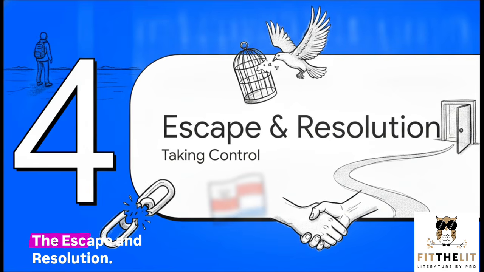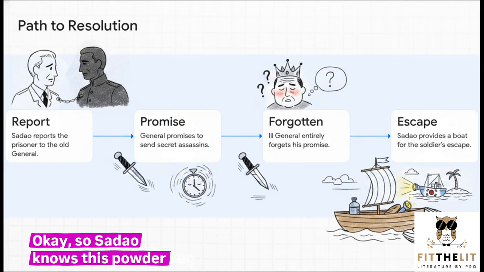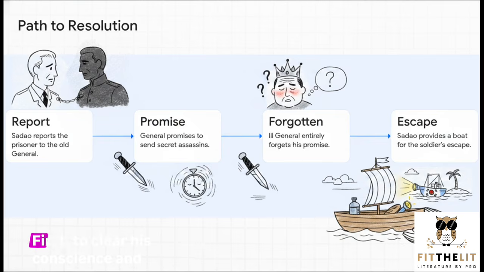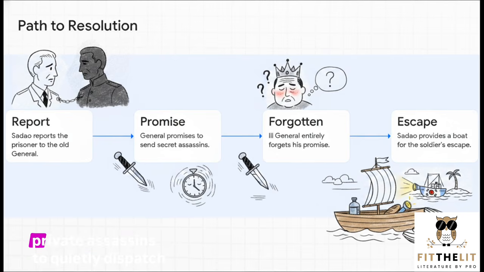Section 4. The Escape and Resolution. Okay, so Sadao knows this powder keg is gonna blow, so he takes action. Here is how it all plays out. First, to clear his conscience and protect his family, he actually reports the prisoner to the old general. Second, the general, who values Sadao way too much to let him be arrested, promises to send his private assassins to quietly dispatch the soldier in the night.